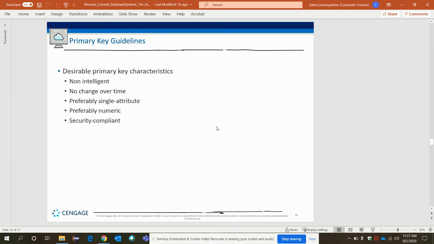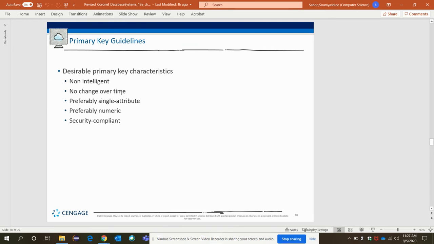Let's come to some of the guidelines of the primary key. These are the main characteristics of the primary key. Non-intelligent means what? It shouldn't have any embedded semantic meaning. The example that I just told you about the student ID, always numeric values, we should consider in place of the name of the student, as the last name or first name may have duplications, or two students may have similar names as well.